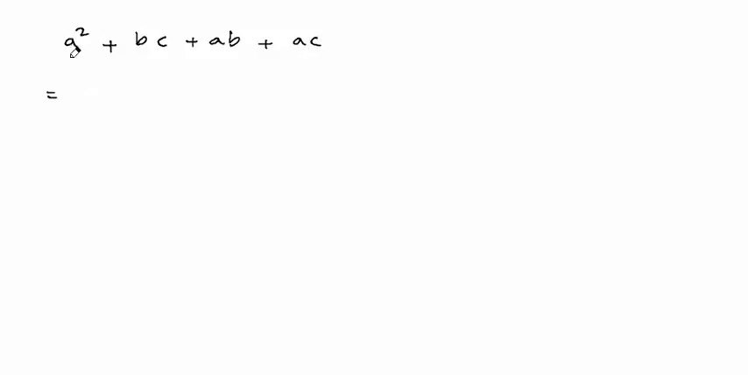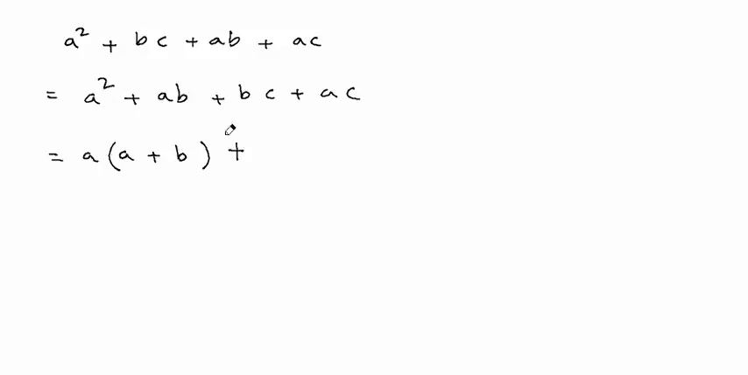So I'm going to go ahead, and because I have a square here and an ab or an ac here, I'd perhaps bring the ab on next to the a square so that I could take a out as a common factor. Plus bc plus ac. Now if I pair these two up, the common factor is a, open parentheses, close parentheses, a times a is a square, plus a times b is ab, plus it's this plus that comes down here.